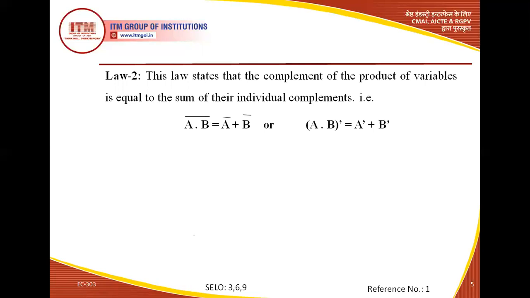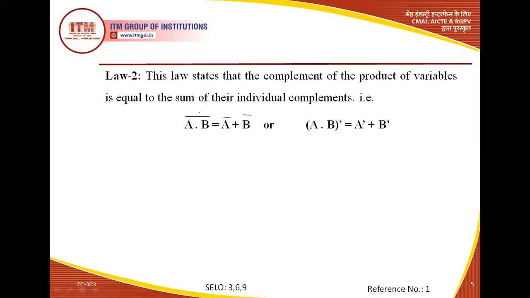Now the second law states that the complement of product of variables is equal to the sum of their individual complements. That means if we again take two variables, (A dot B) whole bar equals A bar plus B bar. That means the complement of the product of variables is equal to the sum of the individual complements of the variables. That means (A dot B) whole bar equals A bar plus B bar.